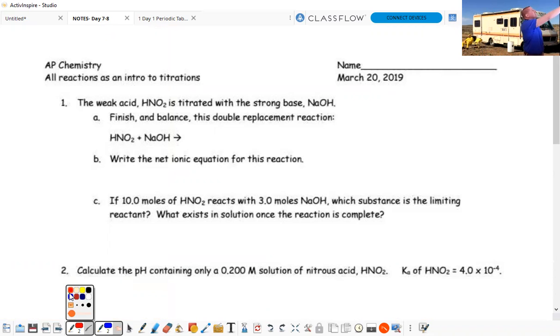All right, so the weak acid HNO2 is titrated with the strong base. What all that means is it's reacted with it. So we do an analytical method called titration, where you use this burette, which gives you a very accurate measurement of volume, and you can do it drop-wise.